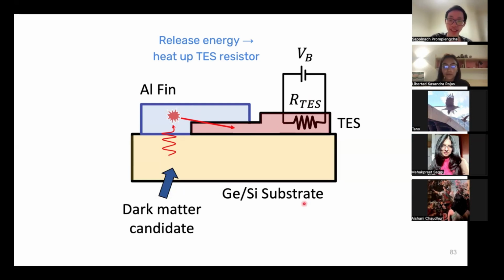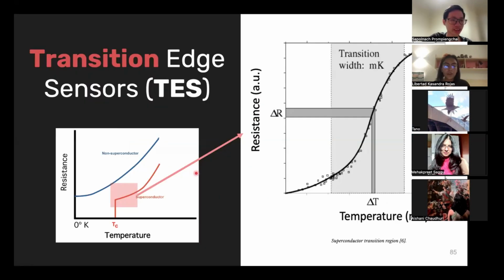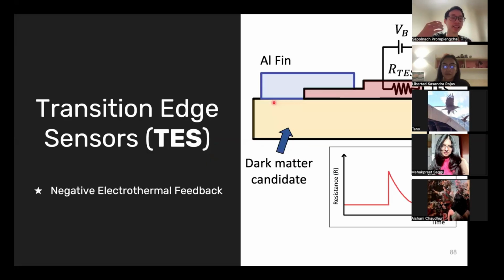Right. And then when you get the heat in the TES, it increases the resistance. Yes. So here we have the resistance and the temperature plot that we saw before. Just before the resistance vanishes, we're going to have a very steep relationship between temperature and resistance. Because the slope here is so steep, a very small change in temperature, so a millikelvin change in temperature, is going to cause a relatively large change in resistance, right? And that allows us to have a really sensitive measurement.